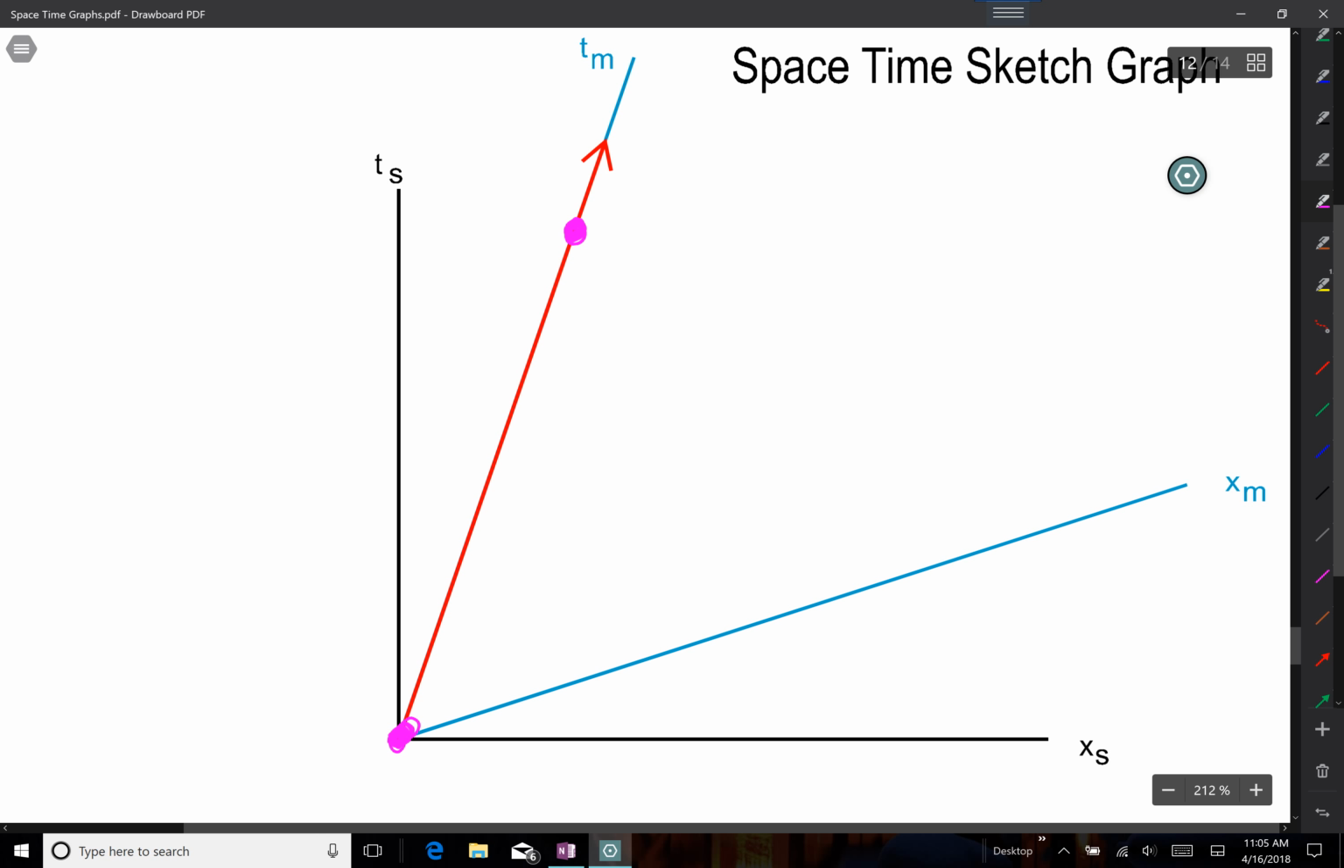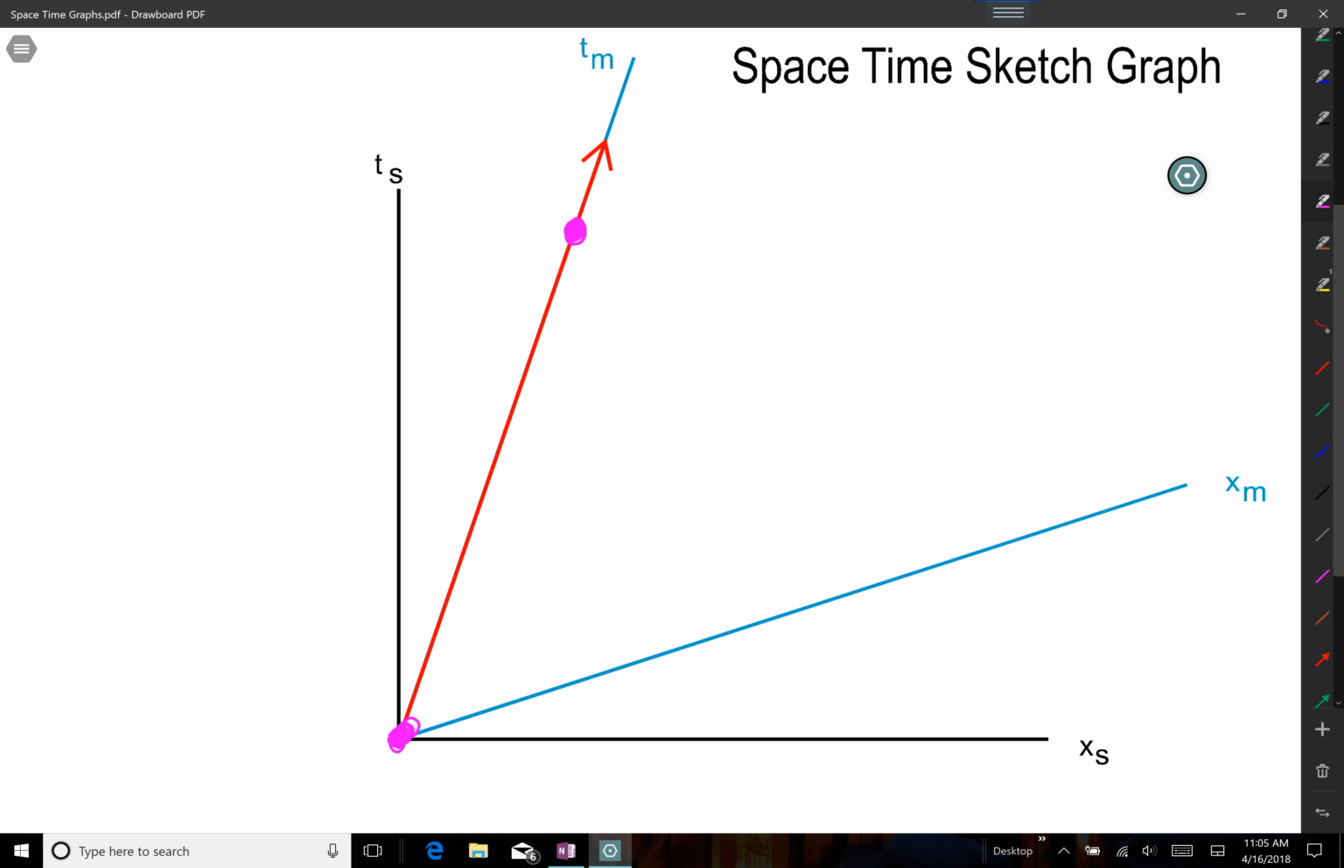And notice that the two dots, the event dots, are on the TM axis line because the person who's commuting is in his own reference frame, the reference frame of the car, and the commute occurs in that reference frame. So the starting and the stopping is going to be in that reference frame.